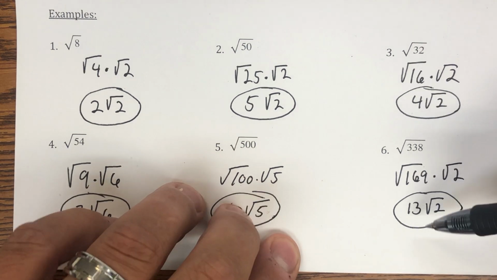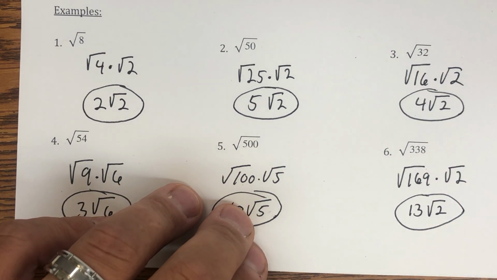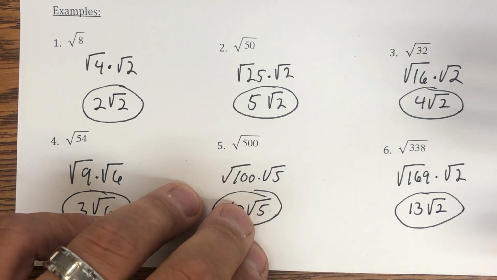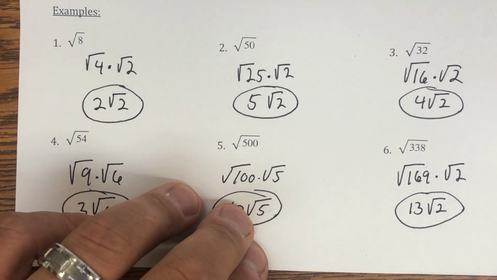So as you can see, for number 6, I took some time for that one. I tried some numbers and hit a snag. There are some that do not work, but if you don't know them, you just have to keep on trying till you find the one that goes in. For the most part, your assignment will have some perfect square factors for you to pull out.